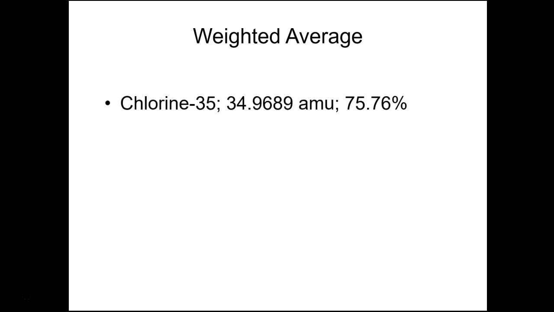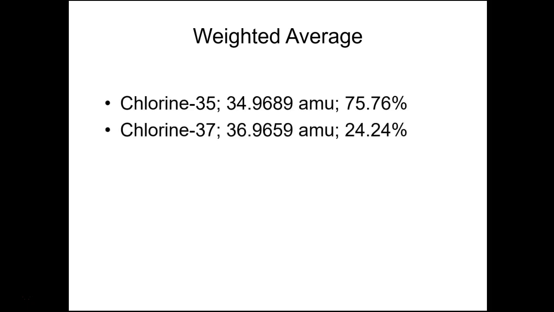And the way I do a weighted average is, again, I've got these two isotopes. I know their masses. I know their abundances. I'm going to take each one and multiply the atomic mass of that isotope by its abundance. And now I'm going from treating these as percentages to treating them as fractions. So 34.9689, which is the mass of chlorine-35, times its natural abundance, 0.7576, gives me this number, 26.49.